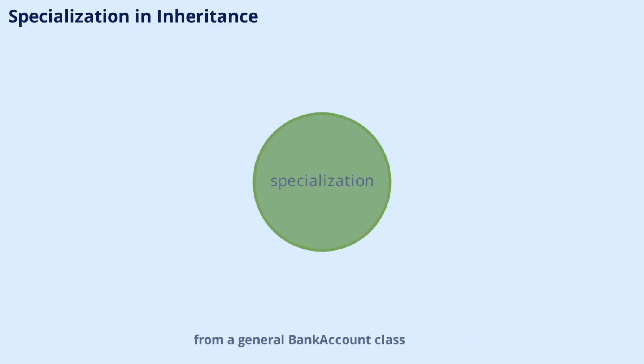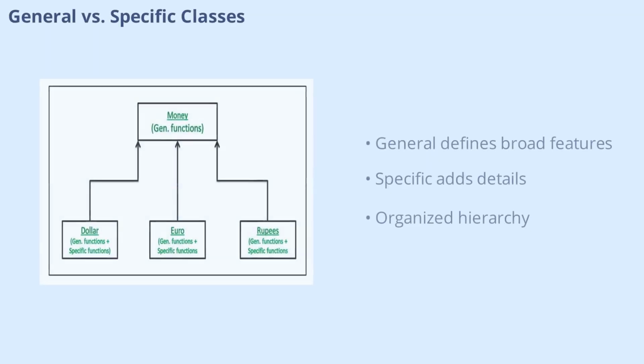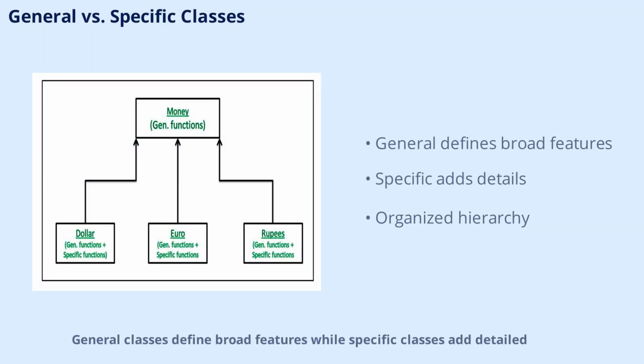For example, from a general bank account class, you can create specialized classes like savings account and current account, each with their own unique properties and behaviors. General classes define broad features while specific classes add detailed, specialized behavior. For example, money is a general class while dollar, euro, and rupees are specific classes. This hierarchy helps organize your code and makes it easier to manage and extend as your application grows.